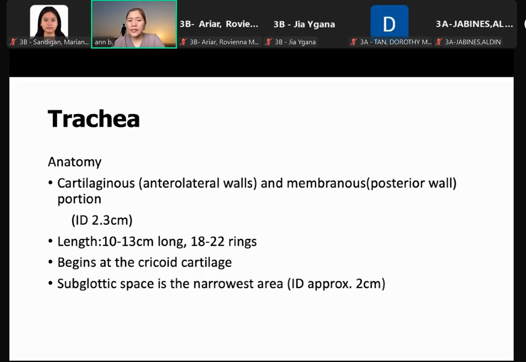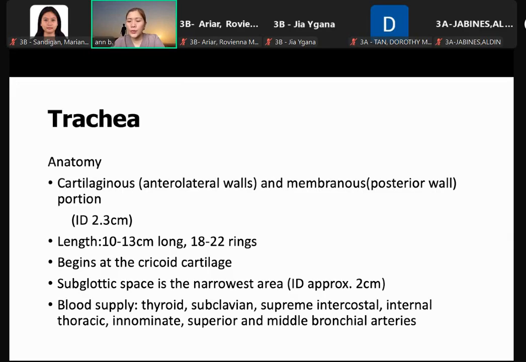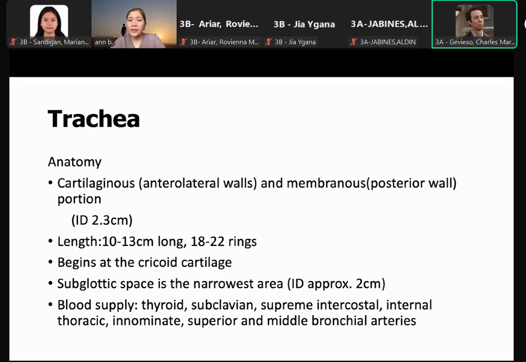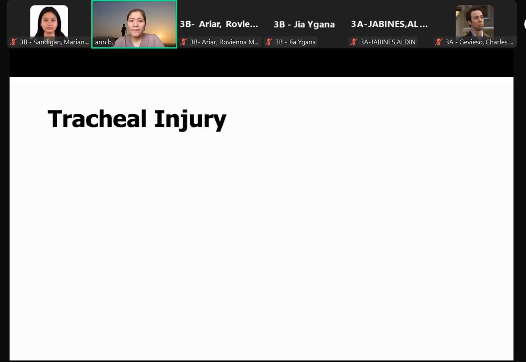It begins at the cricoid cartilage and the subglottic space. Again, it is important to note that the subglottic space is the narrowest area, with a 2 centimeter internal diameter. The blood supply mostly comes from the thyroid, subclavian, supreme intercostal, internal thoracic, innominate, superior, and middle bronchial arteries. And these arteries are usually located on the lateral walls of the trachea, on both sides.